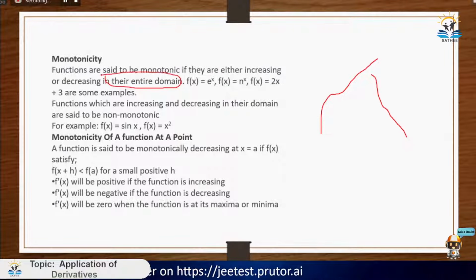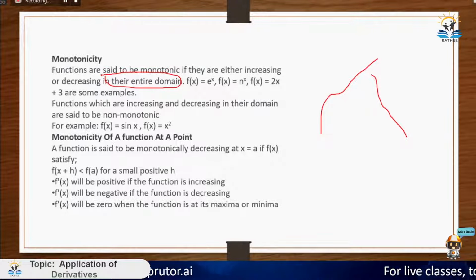अगर वो entire domain में नहीं होगा तो फिर मैं नहीं बोल सकता कि वो monotonic है. It is said to be monotonic only in the case when the function is either increasing or decreasing in the entire domain. So this is an important point.